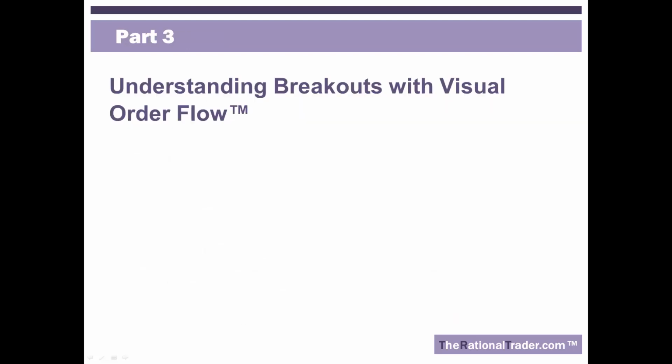This is part 3 of our series on trading the markets using visual order flow. We're going to talk about breakouts, and specifically how we can use the wave volume and the order flow to help make a decision on whether or not we think that breakout's going to succeed, and then how to enter. We're going to talk about direction.